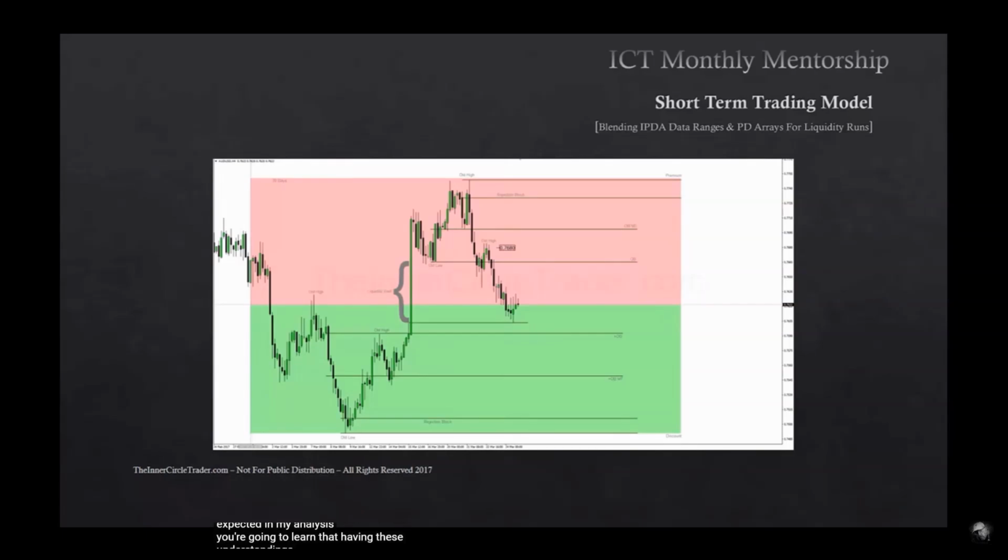You're going to learn that having these understandings of short-term trading, it's not required for you to know exactly where the market's going to go all the time. If you fail in your analysis, it'll give you an immediate reason to maybe reverse your analysis and take the trades in the opposite direction.